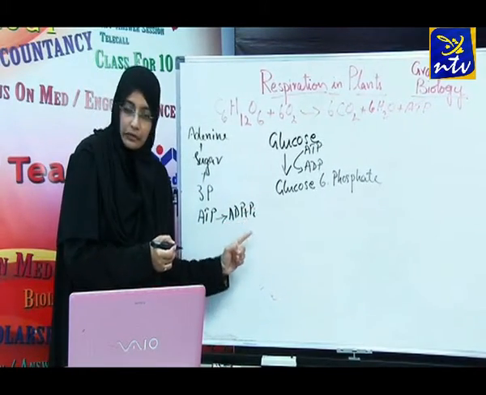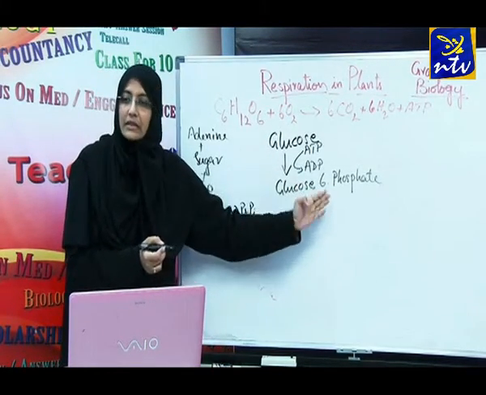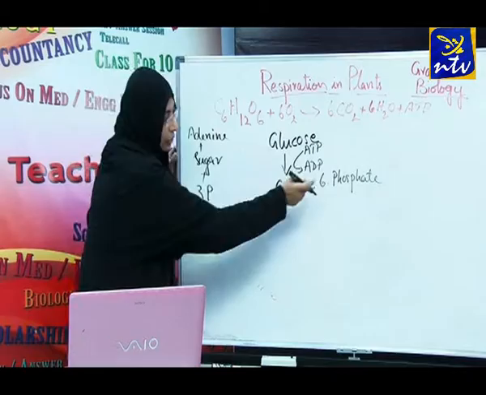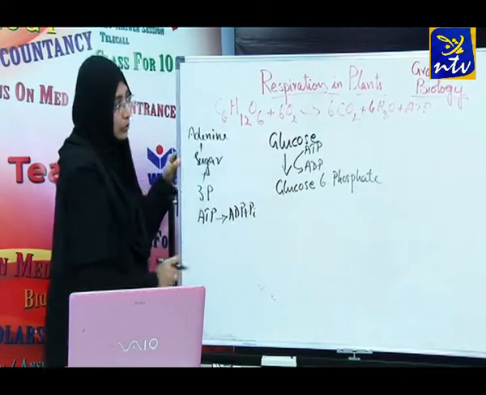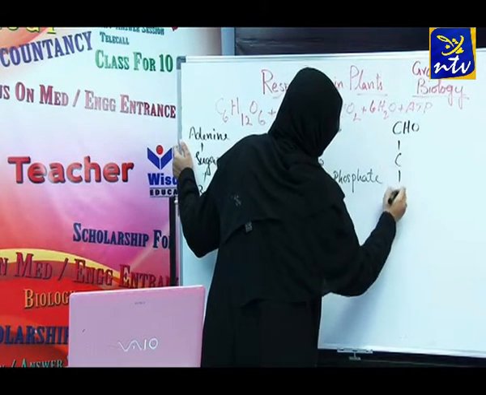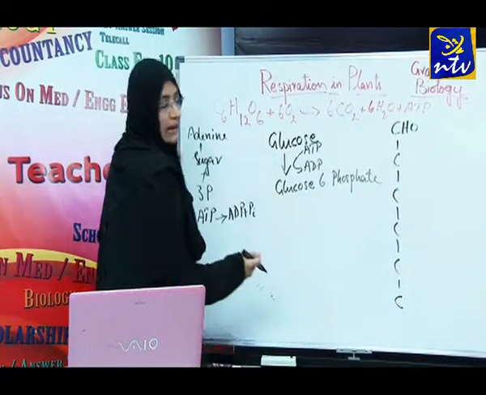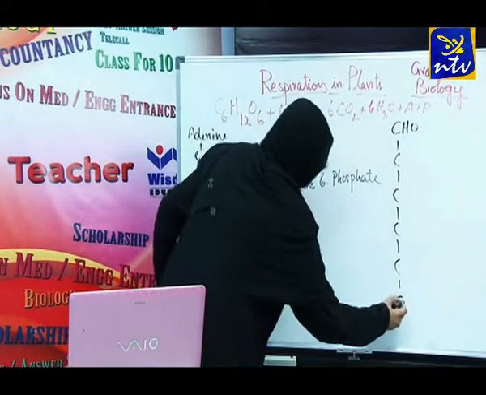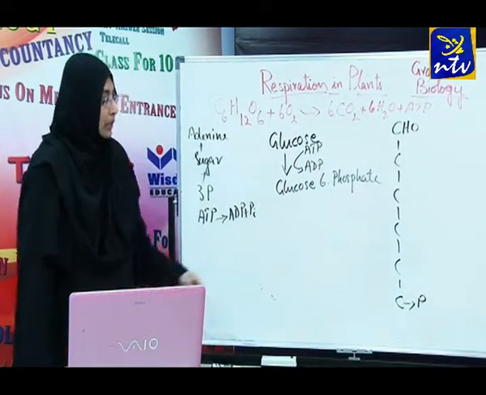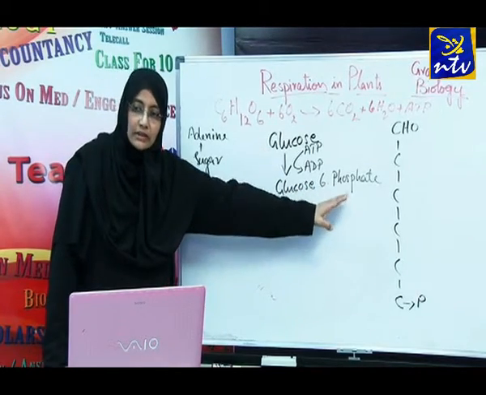Now, this inorganic phosphate molecule will be added to the glucose molecule. In glucose 6-phosphate, why is this written 6-phosphate? It does not mean that there are 6 phosphate groups. It means the phosphate group is attached on the 6th carbon of the glucose molecule. That is, if you write the glucose molecule, you can see that there are 6 carbons, and this is the 6th carbon where the phosphate group is attached. So, glucose is converted into glucose 6-phosphate.